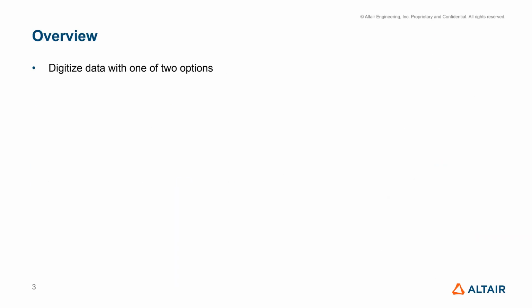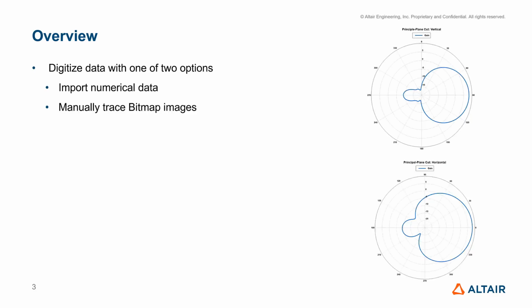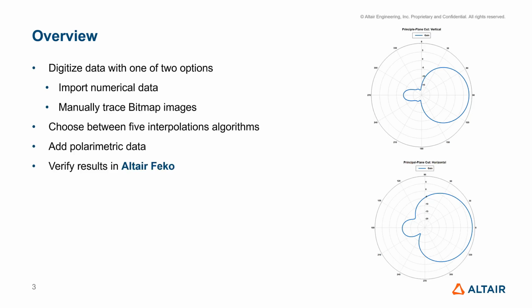The process starts by digitizing data with one of two options. Engineers can either import numerical data or manually trace bitmap images. Once the data has been digitized, engineers can choose between five different interpolation algorithms, add polarimetric data, and finally verify the results in Altair Feko.